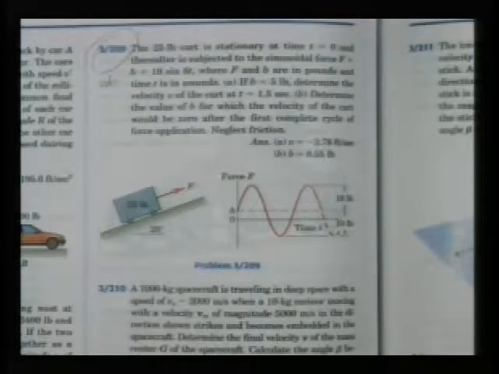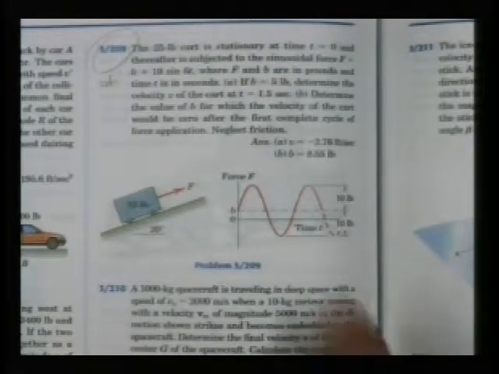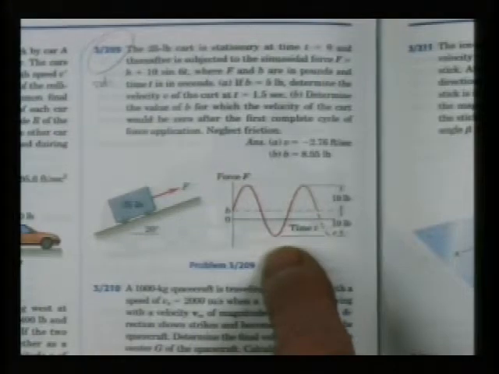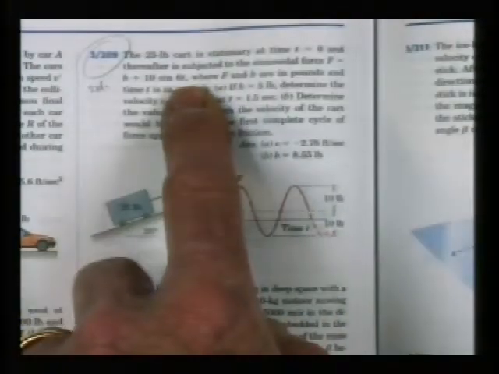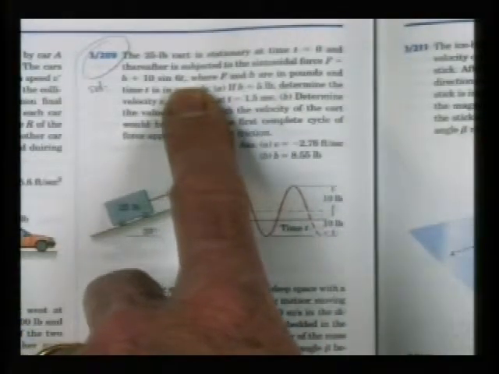And then part B, find the value of B, the vertical shift necessary, for which the velocity of the cart would be 0 after the first complete cycle of force application. So the sinusoid has an amplitude of 10 pounds, vertically shifted by an amount B. Do they give us a time, a frequency on this function? Yes, it's built in right up there, right? Sine of 6t. Okay.